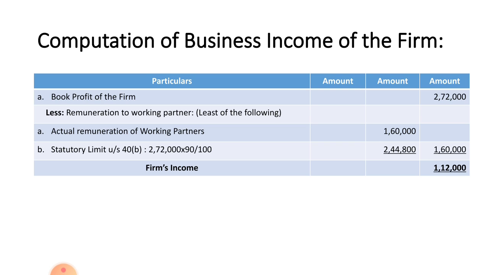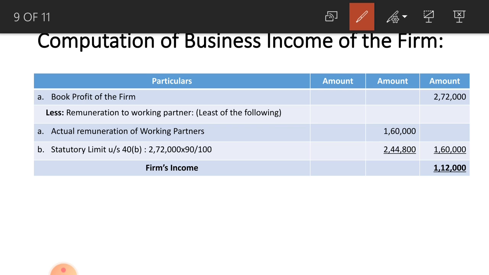So here 1,60,000 or 2,44,800, whichever is less you have to consider. 1,60,000 is less, that is why you have to consider this one. So the firm's income amounts to rupees 1,12,000.